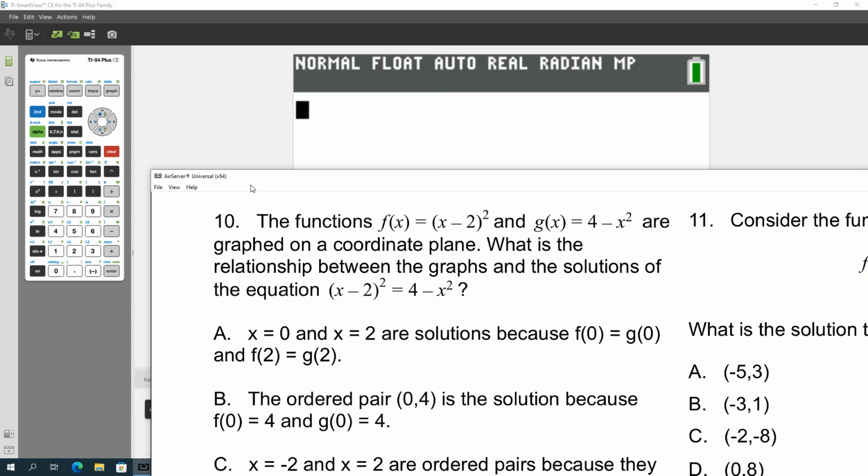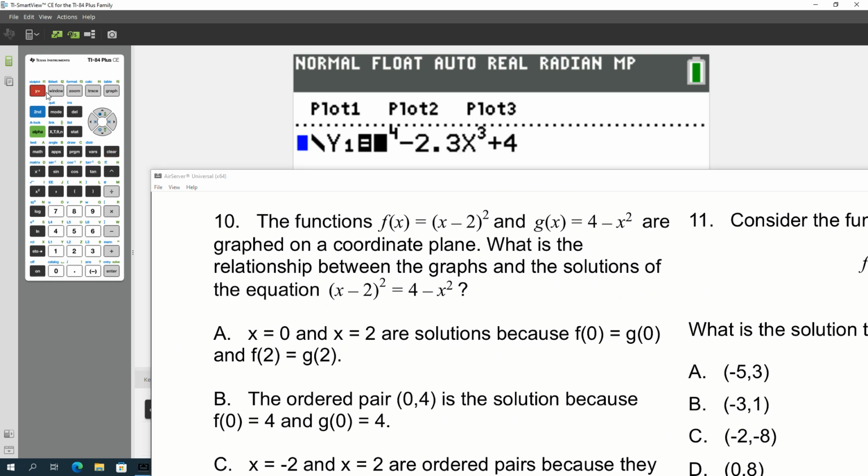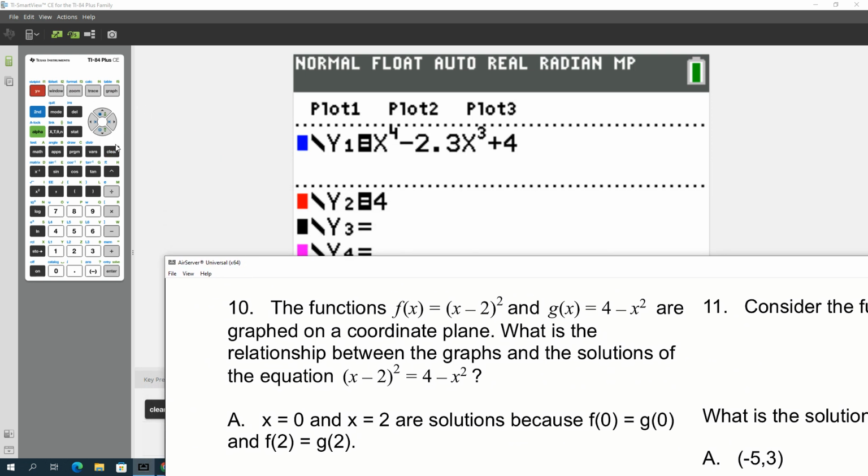On number 10, we're going to solve this system of equations. So we have f of x and g of x, and we want to know what is the relationship between the graphs and the solutions to when they're equal to each other. So what we're going to do is go to y equals. Let me clear these out.